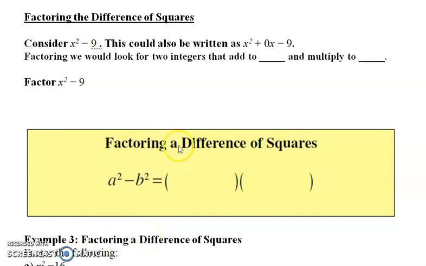Alright, in today's lesson we're going to look at factoring the difference of squares. If we consider x squared minus 9, it looks like it's not factorable, but indeed it is. Remember, that means there's a b value of 0. 0 times x is 0, so we don't show it.